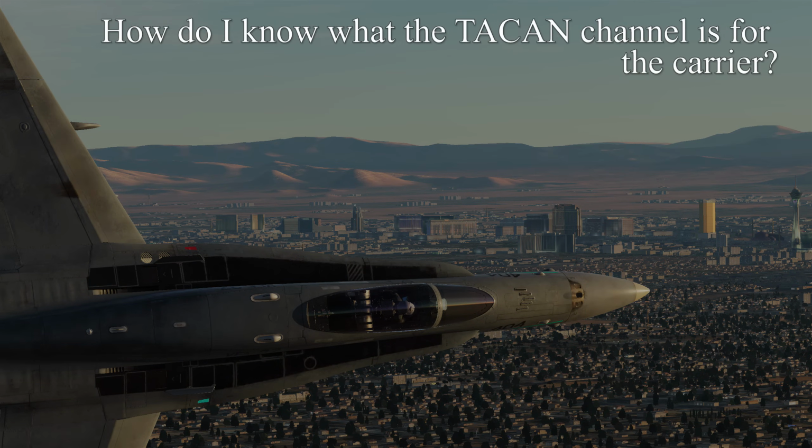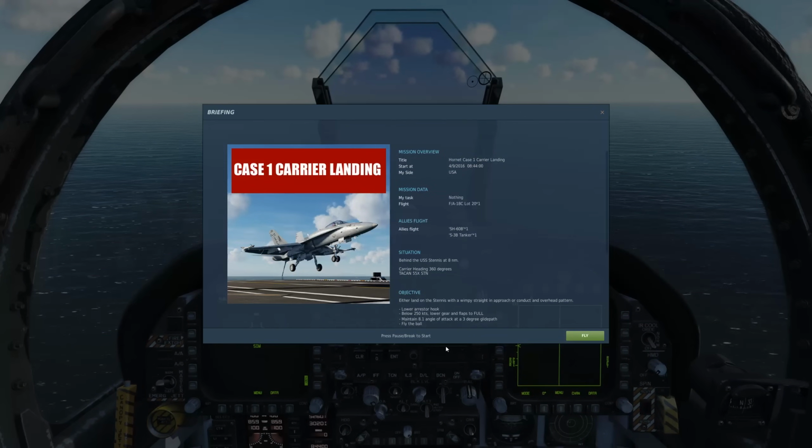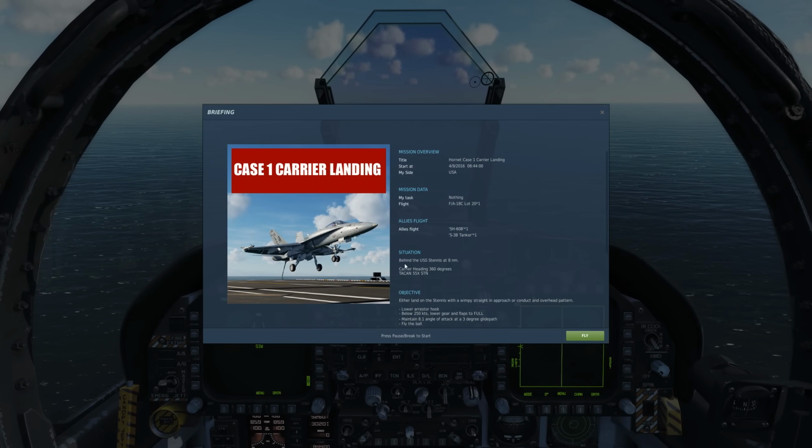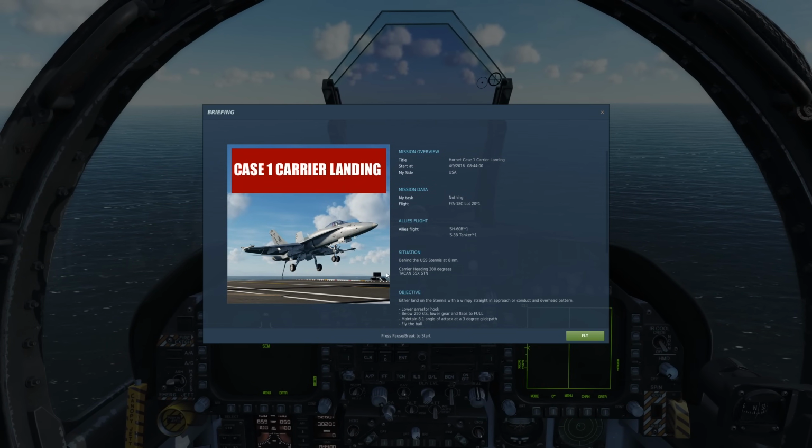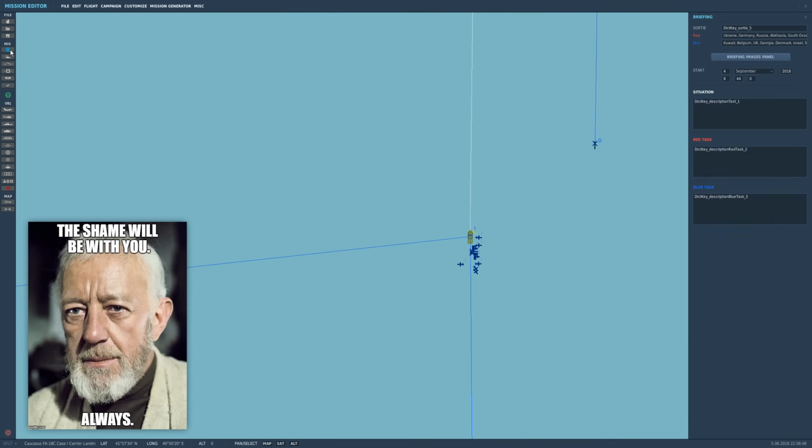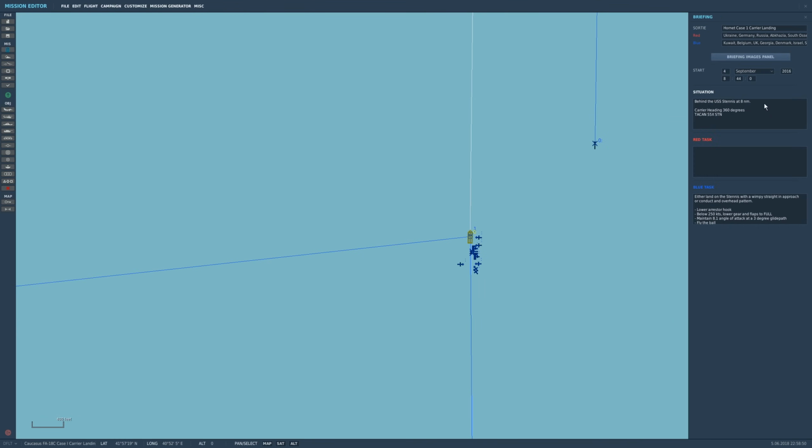How do I know what the TACAN channel is for the carrier? Generally, the mission creator will include the TACAN in the briefing. If it isn't there, you should shame them publicly for having to waste your time and load up the mission in the editor to check the channel in the advanced waypoint action.